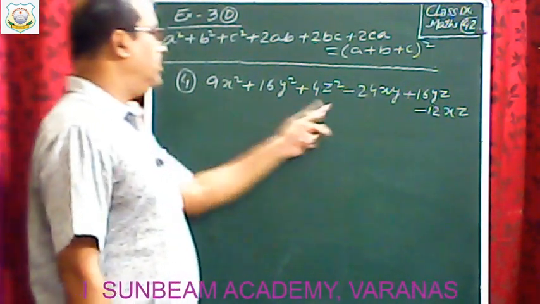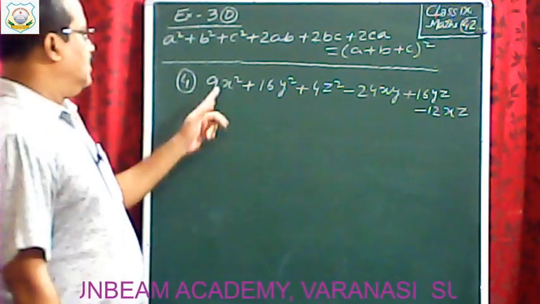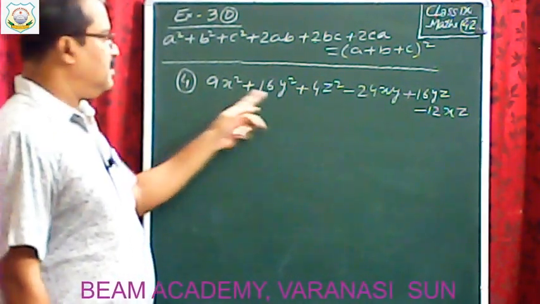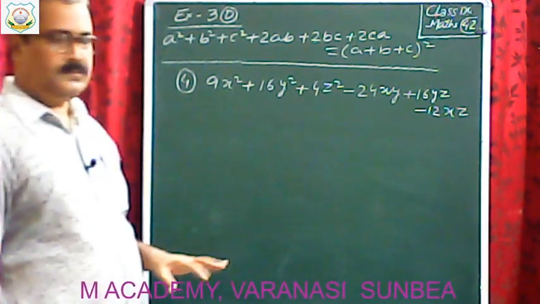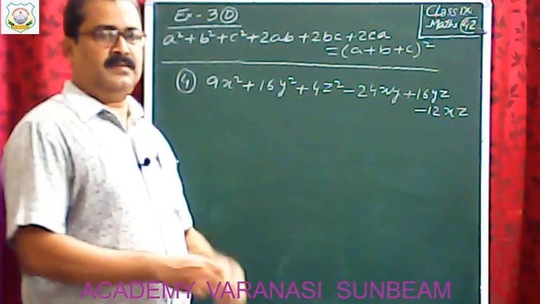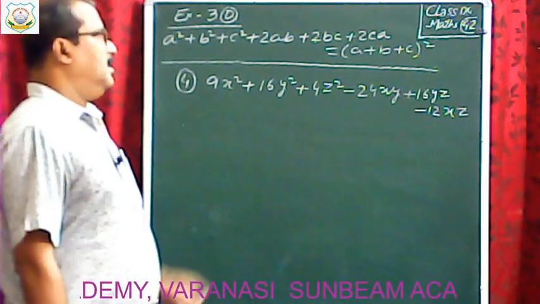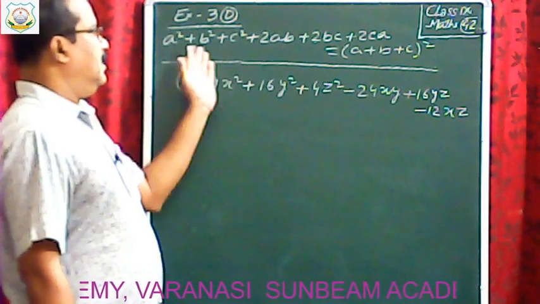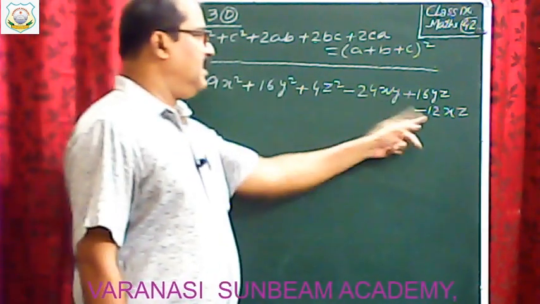Okay, count: 1 2 3 4 5 6. How many terms? 6 terms. 9x square is a perfect square term, 16y square is a perfect square term, 4z square is a perfect square term, and the remaining are combined terms taking 2 at a time. You have to formulate accordingly, but in the given identity all terms are positive, but here there are 2 negative terms.